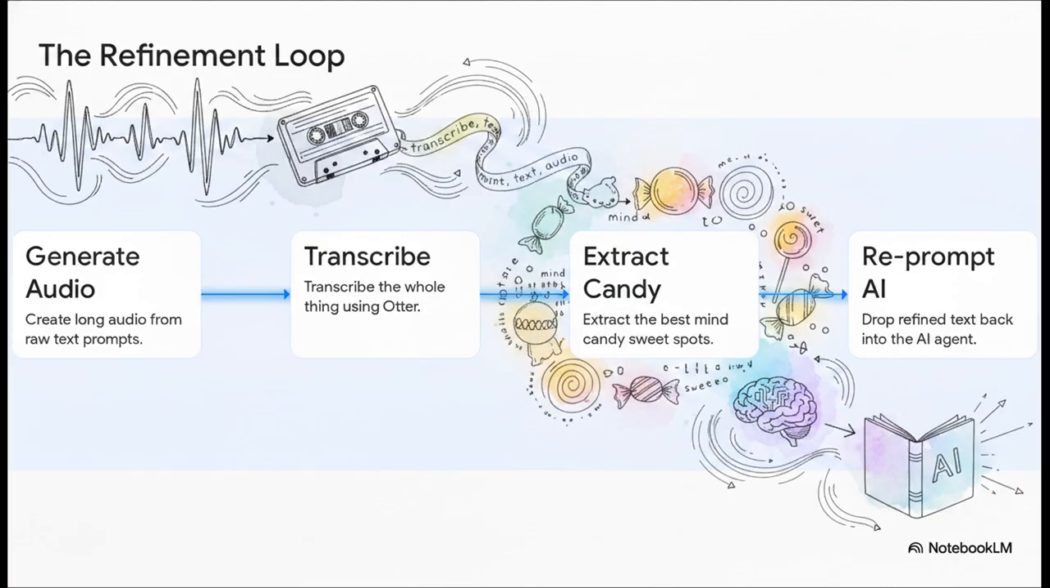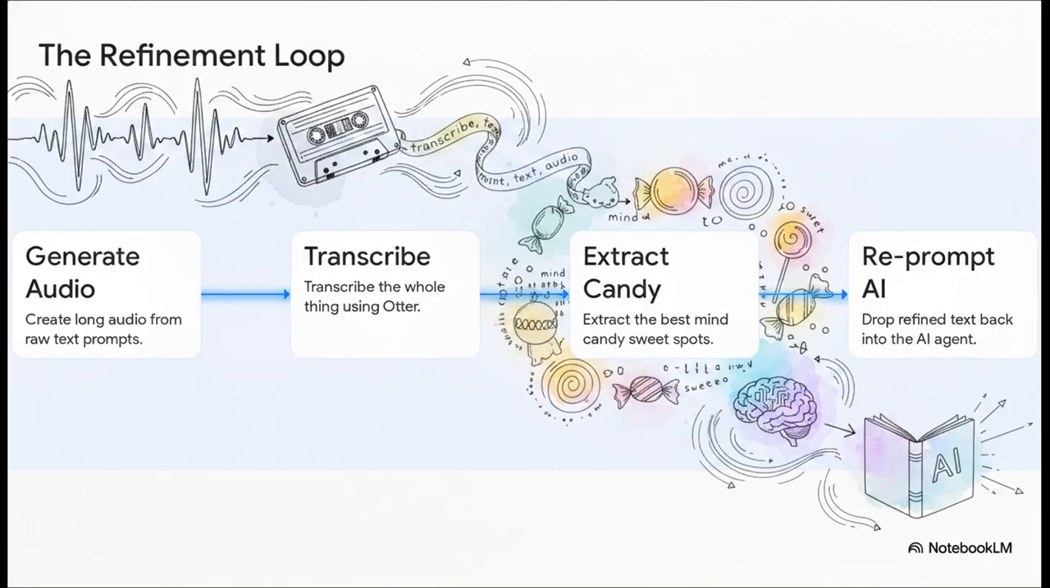Right, which brings us to the refinement loop. To turn that raw 35-minute word salad into a polished gem, you essentially follow 4 steps. Step 1, you generate that long audio. Step 2, you play it back and transcribe the whole thing using a tool like Otter. And then step 3 is where the real work kicks in. You listen closely and you extract what the source brilliantly calls the mind candy.